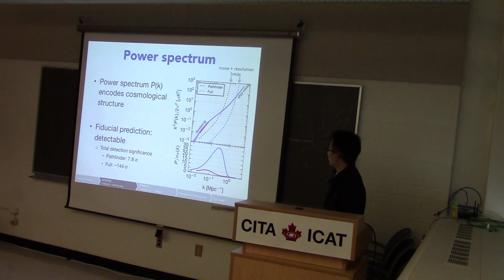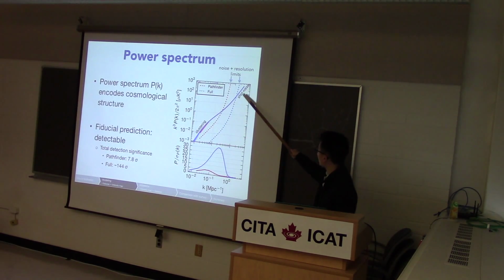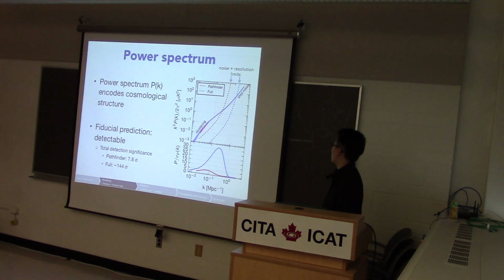The fiducial prediction we have is shown by these red and these blue lines. So the Pathfinder, again, is the red line. The full experiment is the blue line. And these dotted lines show the limits, the error bars that we would get from noise and resolution combined.